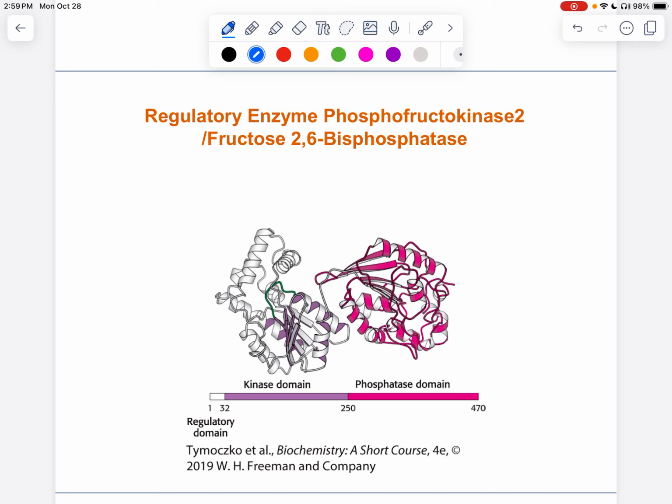Okay, back to the slide. So if you remember this from our glycolysis discussion, this enzyme is one enzyme that has two domains, the phosphatase domain that we need for gluconeogenesis and the kinase domain that we need for glycolysis.